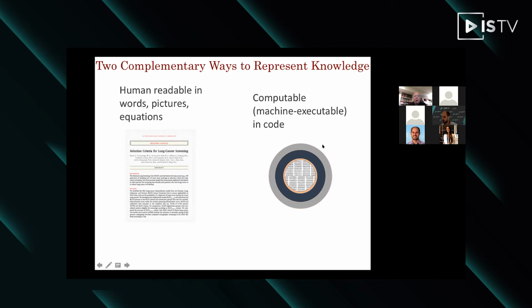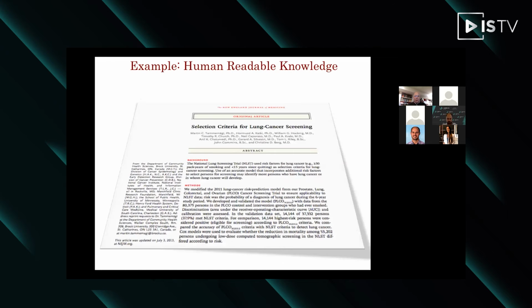But there is also a complementary way of representing knowledge in computable, machine-executable forms. In other words, in code that computers can understand. So the premise of my talk really is the importance of these two complementary ways to represent knowledge.